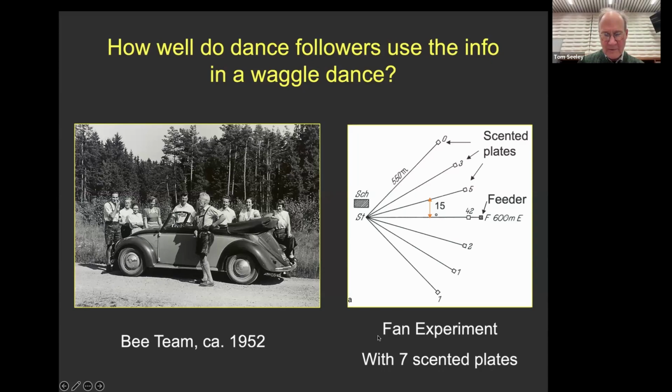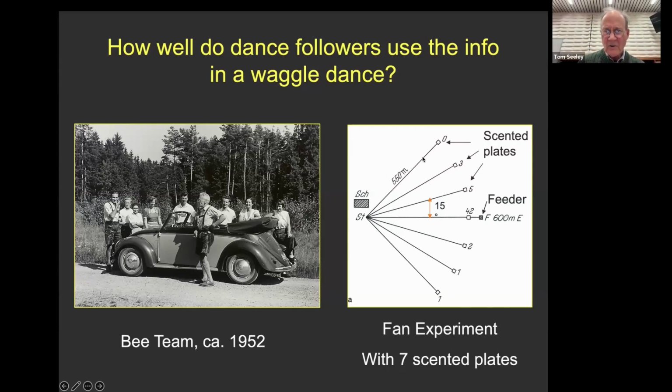It's called the fan experiment, where they would have the hive. One hive was put here, and the bees were trained to a feeder in the center of this fan-shaped array. So there's only one of these locations where there was a feeder. And then they would put out scented plates at all these other places nearby in this array. The scent on these plates would be the same scent as the food that was being collected by the bees coming back from the feeder. That same scent that was in the food was put at all the scented plates. So, fan experiment with 7 scented plates.